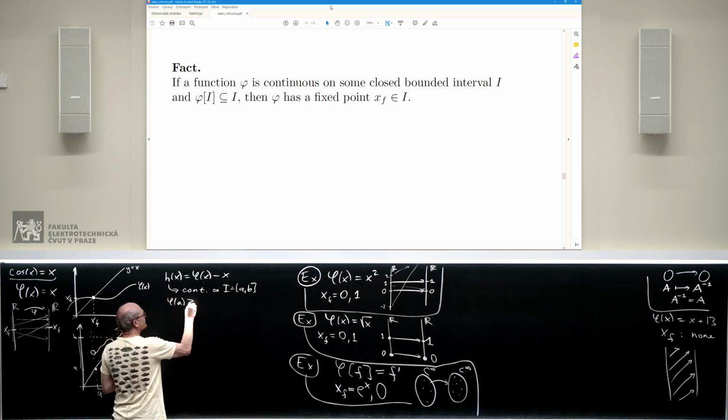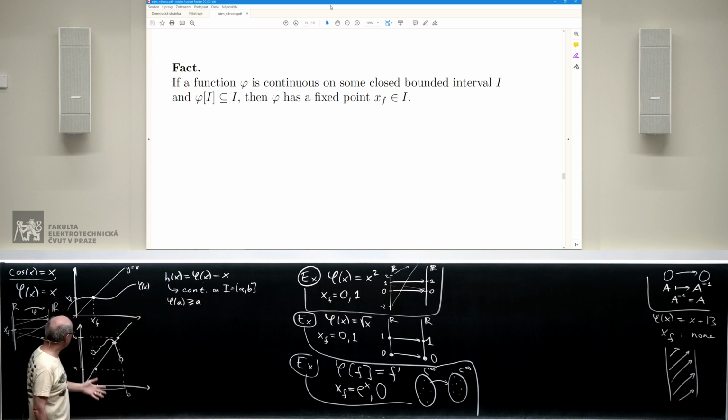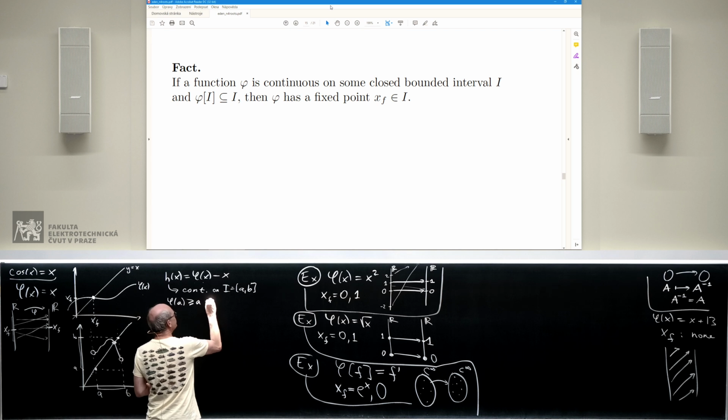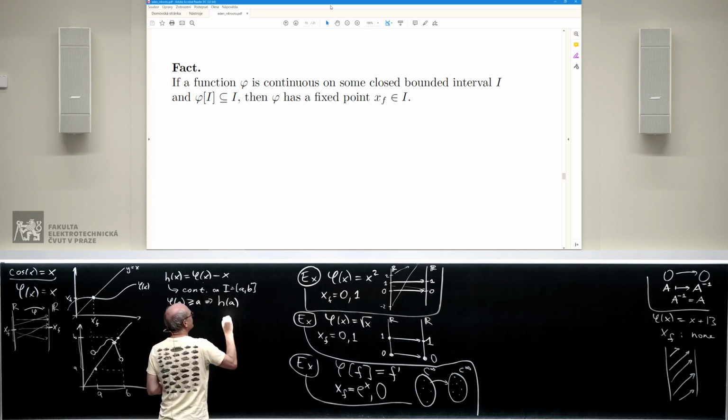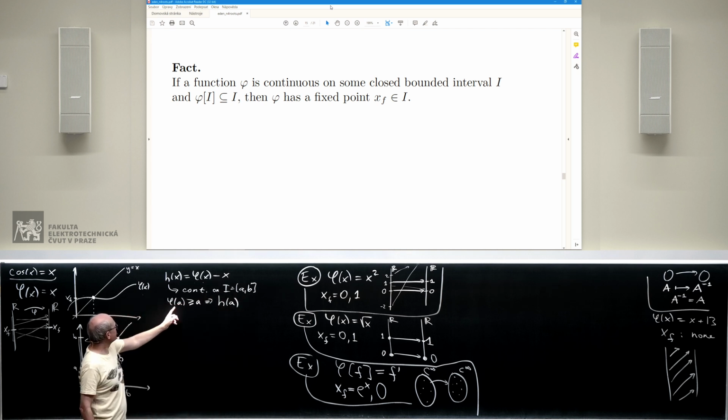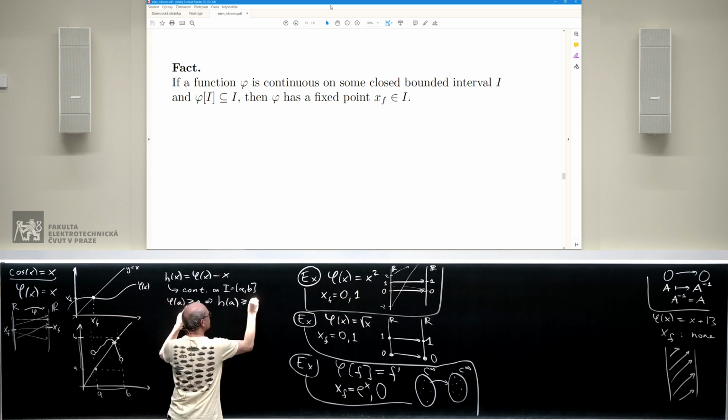A must be at least A, which is the argument that we made over here in this picture. The value at A cannot be lower. What does it mean? Well, it means that h at A must be, and let's think about it, we are subtracting A, so we move it to the left, and we see this is positive.